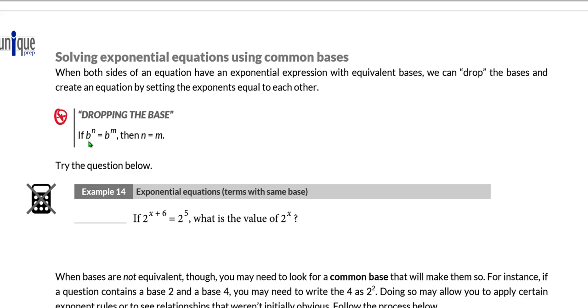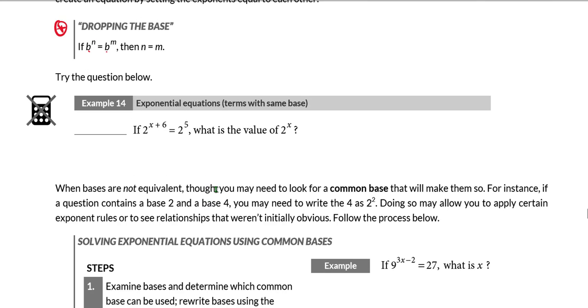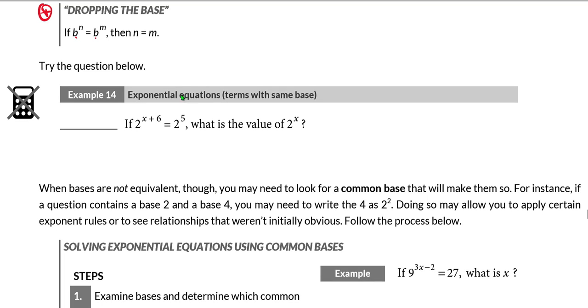If you have two sides of an equation and you just have one term on the left, one term on the right, and they both have the same base, you can drop the base and set the exponents equal to each other. You can make an equation out of the exponents by setting them equal to each other. When you're just given the same base on both sides, things are very simple.